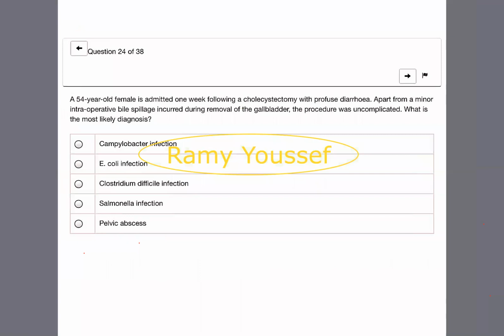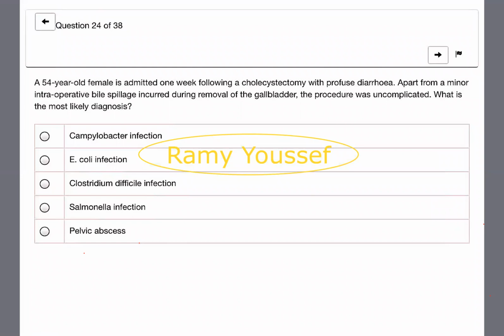Okay, next question. Dr. Ghada, okay, go. A 54-year-old female is admitted 1 week following a cholecystectomy with profuse diarrhea. Apart from a minor intraoperative bile spillage during removal of the gallbladder, the procedure was uncomplicated. What's the most likely diagnosis? Campylobacter infection, E. coli infection, Clostridium difficile infection, Salmonella infection, or pelvic abscess. Clostridium difficile infection. She had previous surgery followed by profuse diarrhea. Because of the spillage, she might have been given antibiotics. So Clostridium difficile is the most likely.